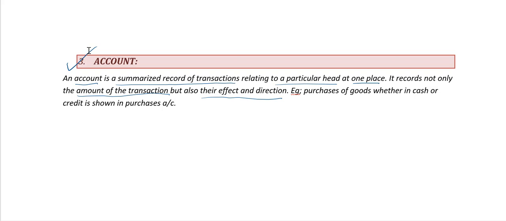For example, the purchase of goods, whether you purchase in cash or in credit, is shown in the purchases account. So let's say we have an account called Rahul account.